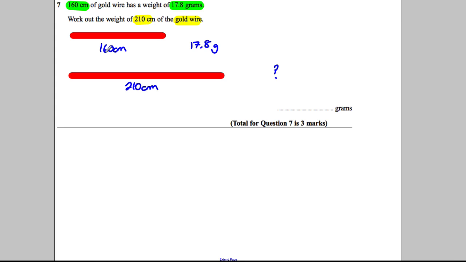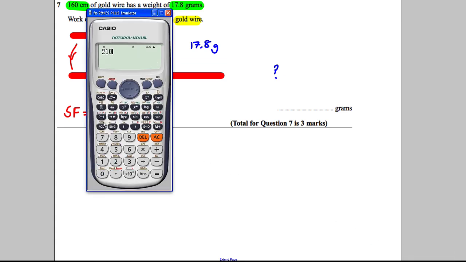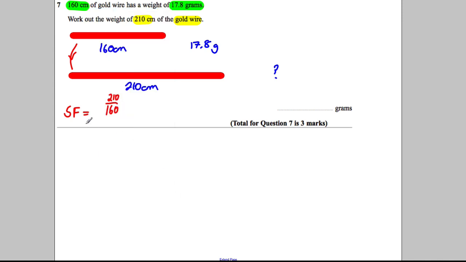In fact, I'll do it slightly differently. I could do the scale factor. What's the scale factor to get from 160 to 210? So the scale factor, like in similar shapes, would be 210 divided by 160. And 210 over 160 is just 21 over 16. So if I multiply 160 by 21 over 16, this scale factor, I get this.